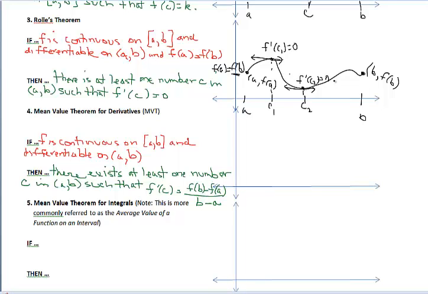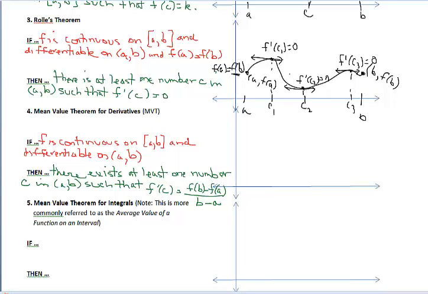And it appears that there's another place where we also have a horizontal tangent, and that would occur about right there. We have to have at least one spot on the graph. There could be more. There could be an infinite number where the slope of the graph is 0. So we could call this c sub 3. So f prime, the slope at c sub 3, is also equal to 0.